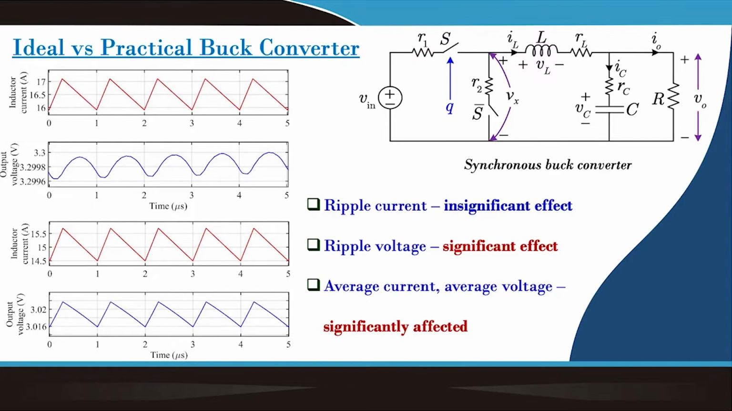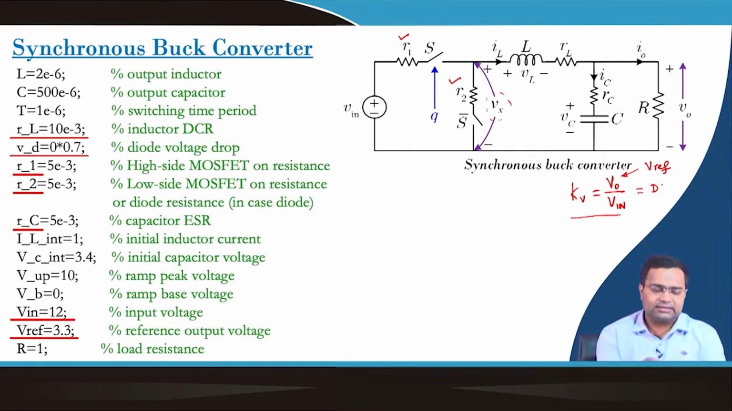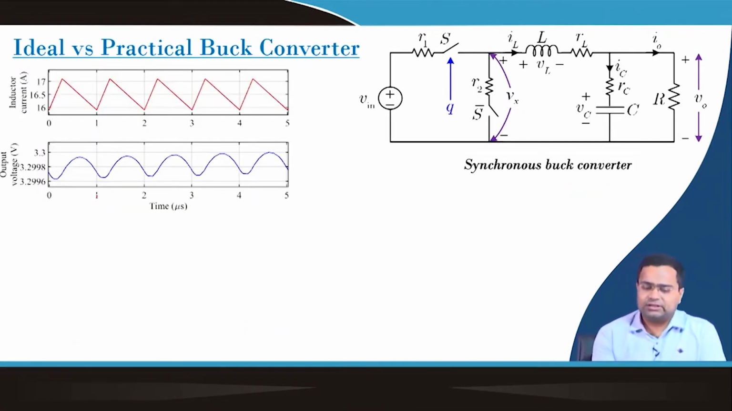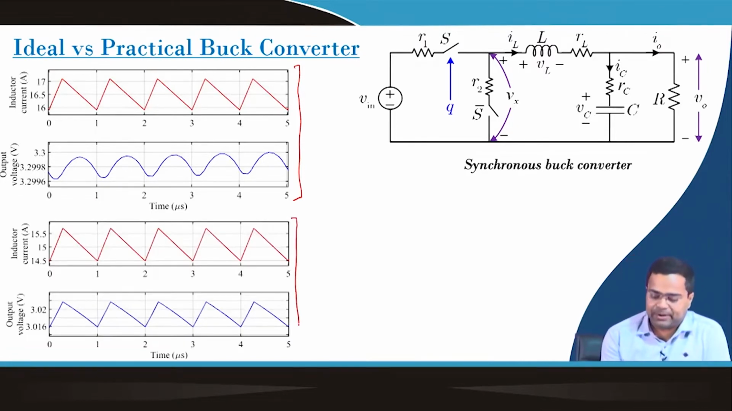Next, we now incorporate the parasitics. That means we have now considered RL, RC, and what we discussed in the parameter set. These are the parameter set. Now we have incorporated those parameters, with ESR and all this. So this is my ideal simulation which was shown earlier, and this is my practical simulation result of a practical synchronous buck converter, where we have considered ESR, then DCR, and the on-state resistance of the MOSFET.